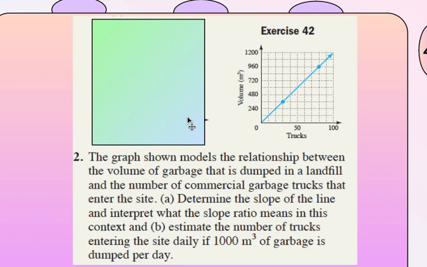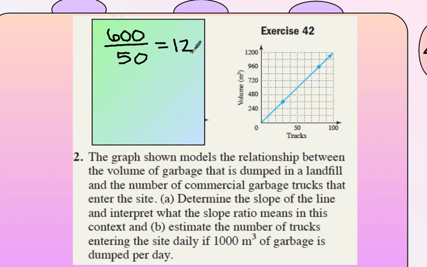Rise over run. So if I've got my rise over run, I'm going to go from 360 up to 960. So our rise is 600. Our run is going to go from 30 over to 80. So our run is 50. So our slope in this situation is 12.